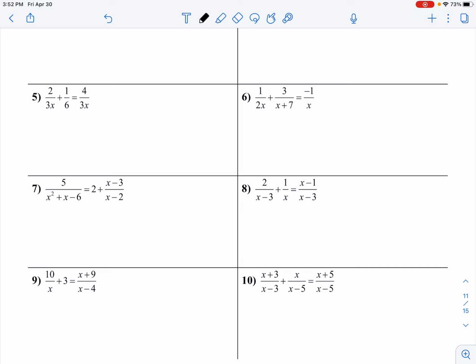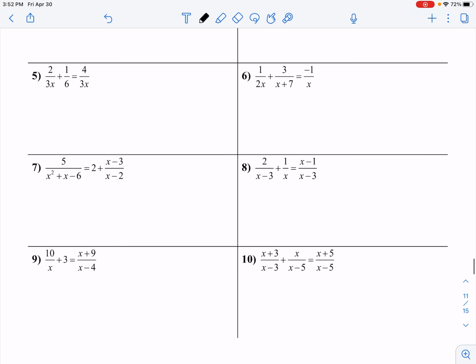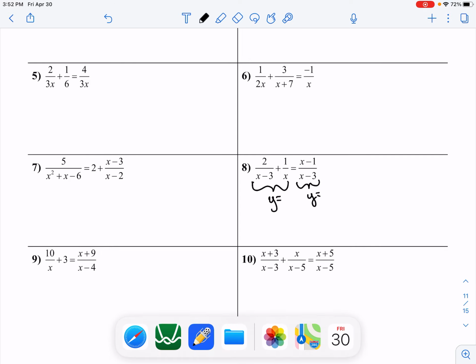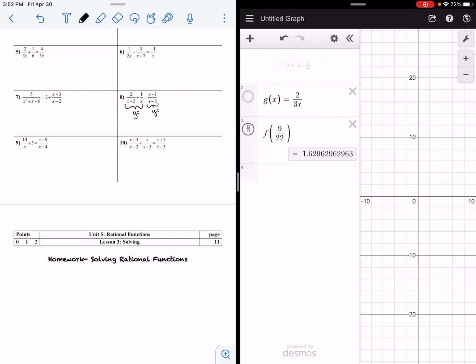Well, I lied. Let's do number 8 just because it's got variables everywhere and it's also got an operation. So all you do is whatever's on the left-hand side of the equals sign, you put in a y equals. Whatever's on the right side of the equals, you also put in a y equals. So let's do that.